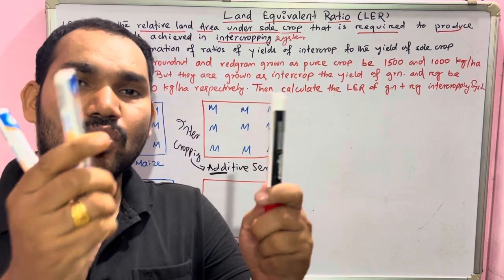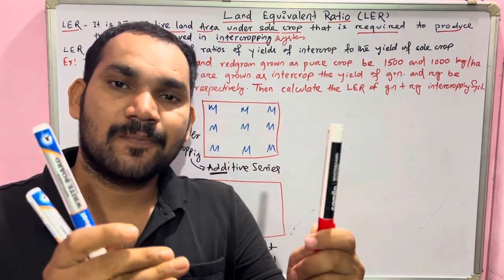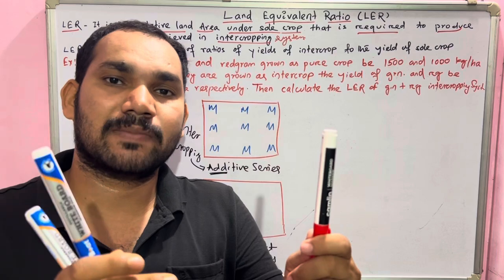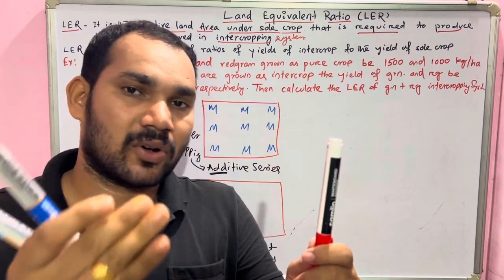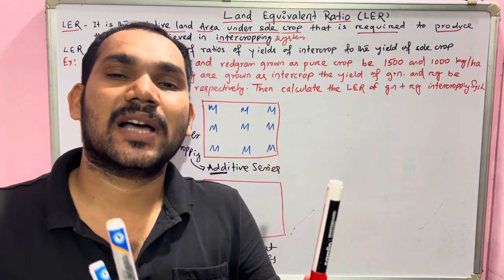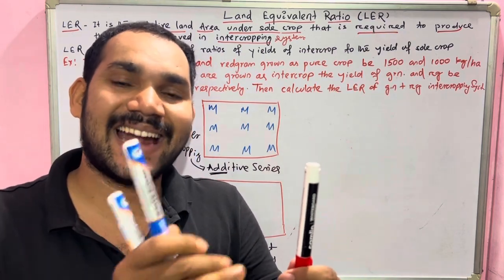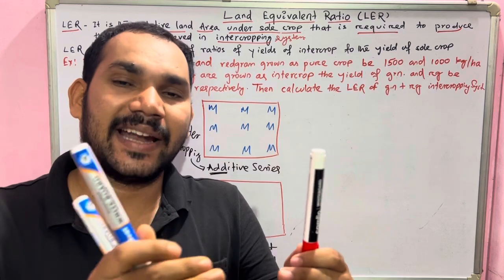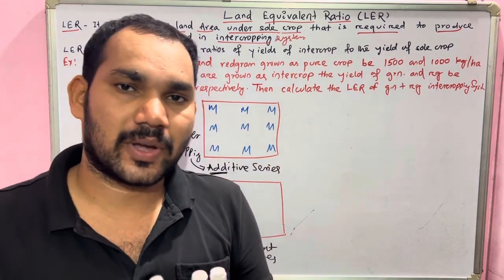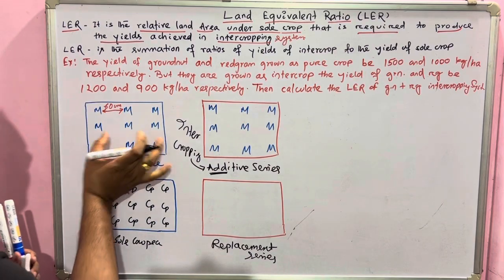So in between the two crops, we grow another crop which will cover the ground, so that it will reduce the moisture loss by evaporation, and it will also suppress the weed population, because the intercrop normally acts as a cover crop.